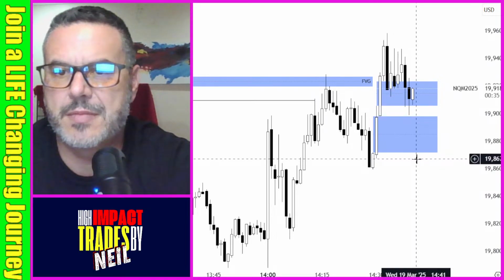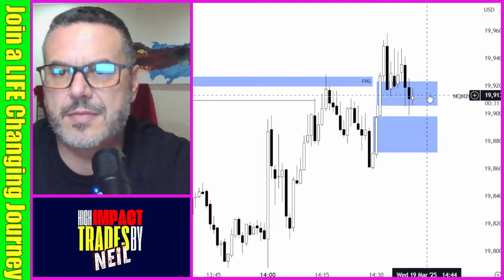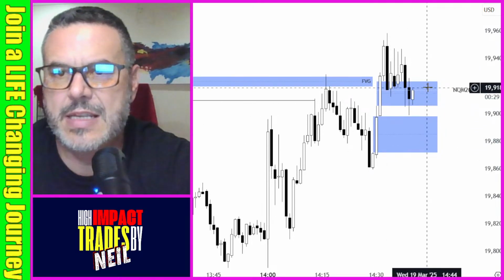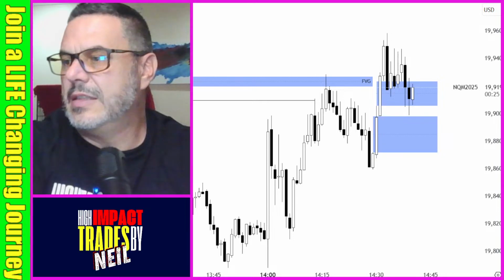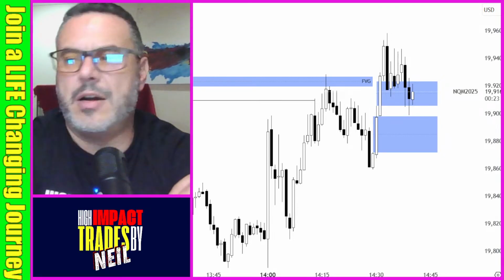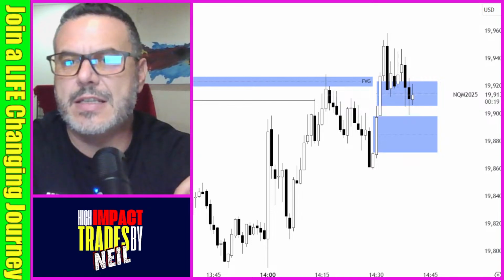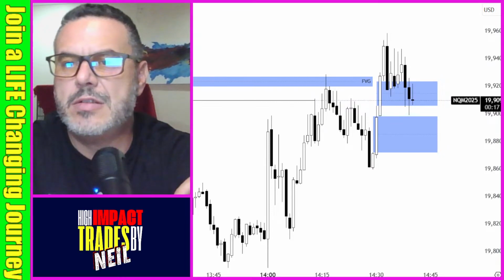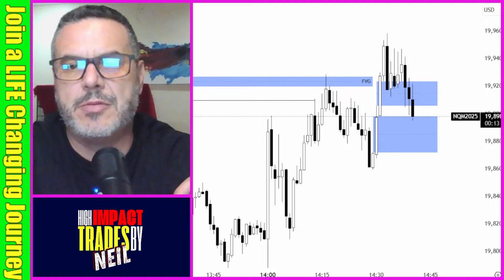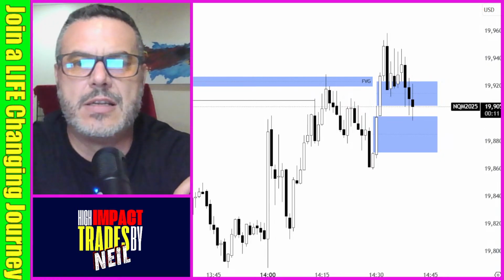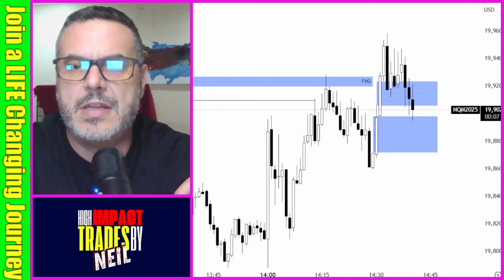But then again, this is not the A plus setup that I'm looking for. And I always talk about these A plus setups, and then I still take these things. What you need to do with A plus setups is you've got to map it out. You've got to know exactly what your A plus setup looks like. When it presents, you take it for what it's worth.